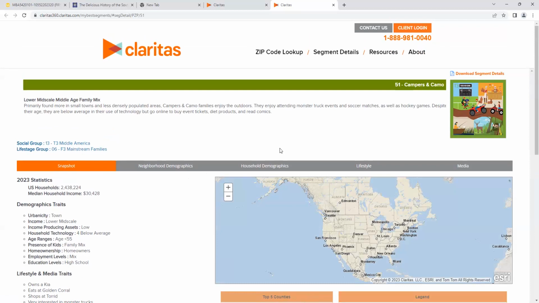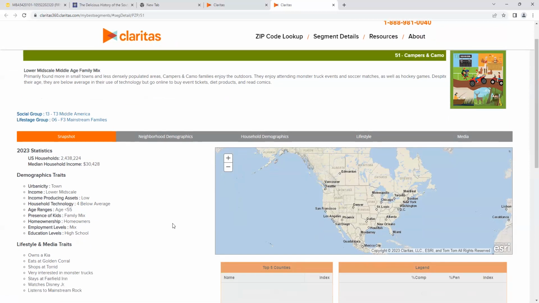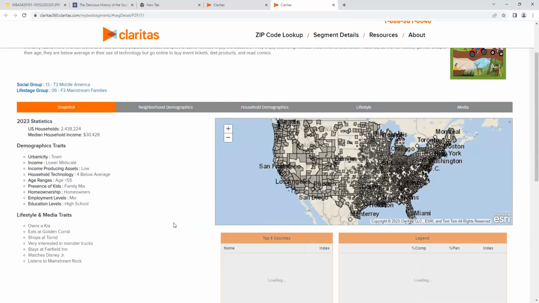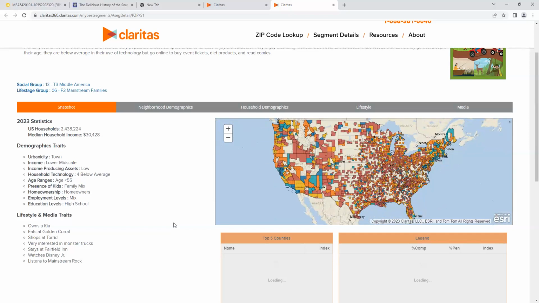So let's see. Their lifestyle and media traits: they own a Kia, they eat at Golden Corral, they shop at Torrid, interested in monster trucks, they stay at the Fairfield Inn, they watch Disney Junior and listen to mainstream rock.